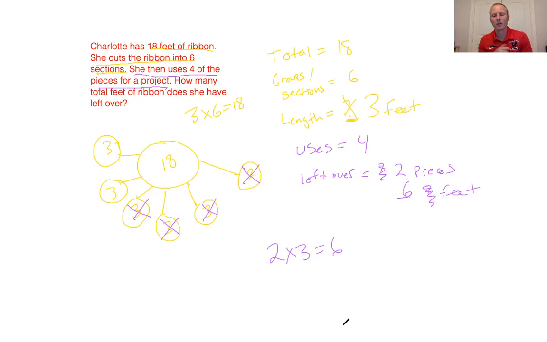And again, that last piece is critical too, knowing that it's not asking how many pieces she has left over. I could see a lot of people saying, well, if she used 4, she has 2 left. Well, that's true. She has 2 pieces left, but that's not what the question asks. The question asks how many feet of ribbon she has left, right there, feet of ribbon. So make sure that you understand exactly what the question is asking for before you answer it. And that involves slowing down, not rushing, and double checking your work before you're done.